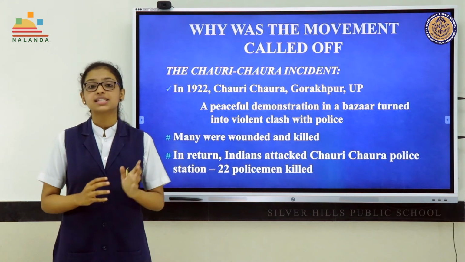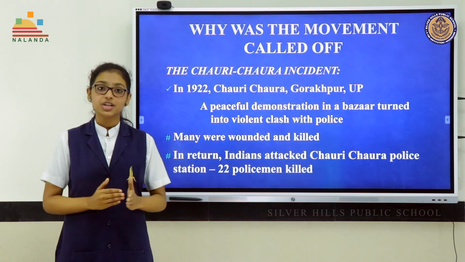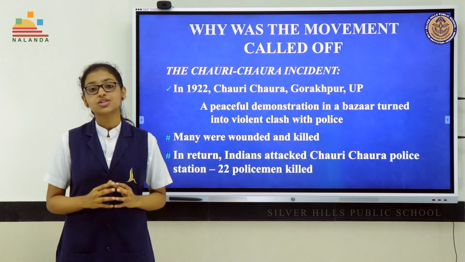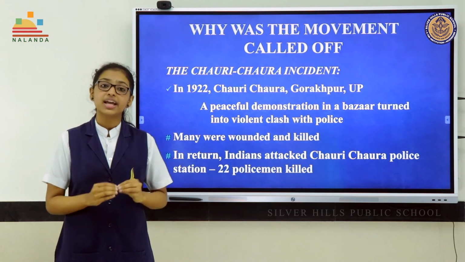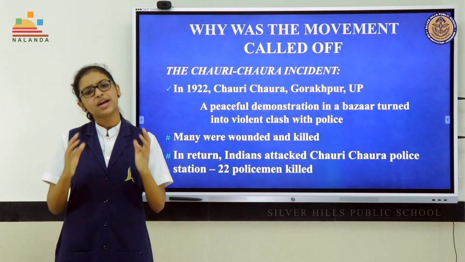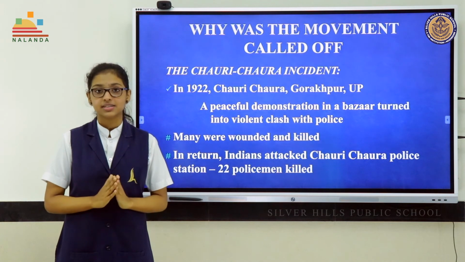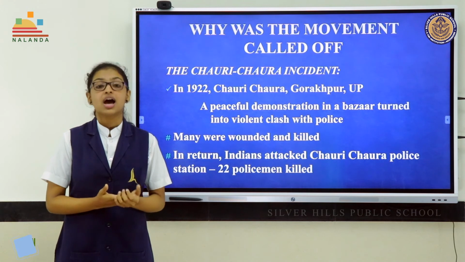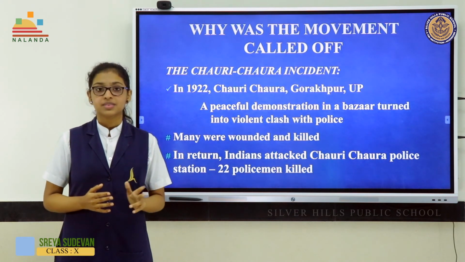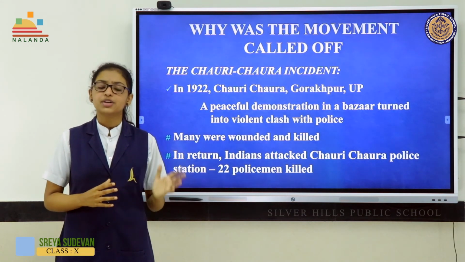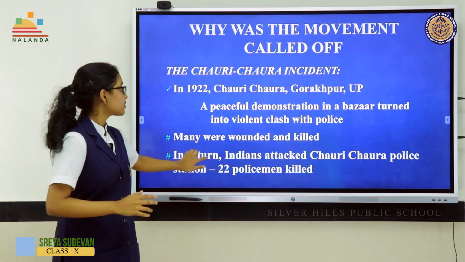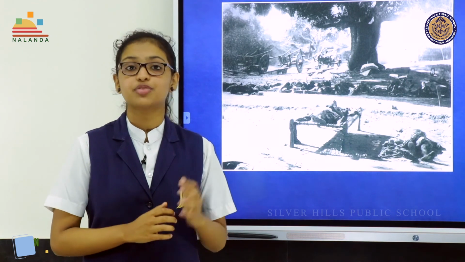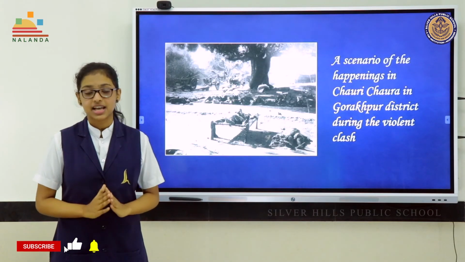The incident took place in the year 1922 in Chaura in Gorakhpur district of Uttar Pradesh. This was when a peaceful demonstration in a bazaar turned into a violent clash with the police, in which many were wounded and many were even killed. In return, the Indians attacked the Chaura police station and 22 policemen were killed. So as we can see, the movement was slowly taking a violent turn. This is a scenario of the happenings in Chaura in Gorakhpur district of Uttar Pradesh during the violent clash.